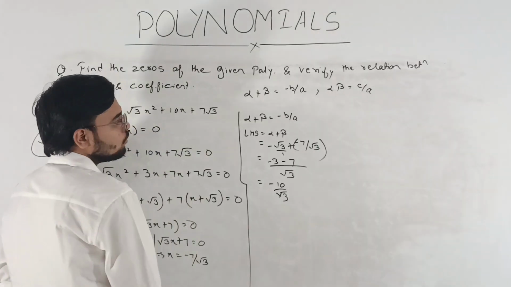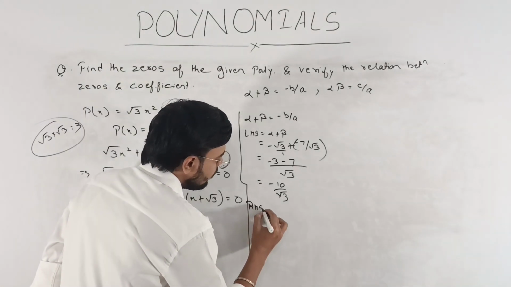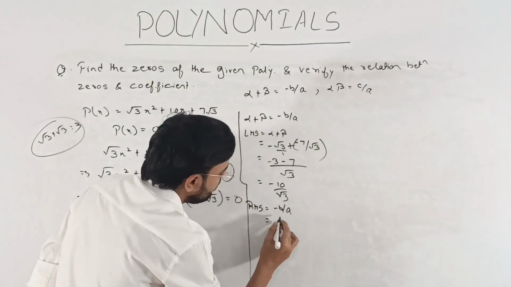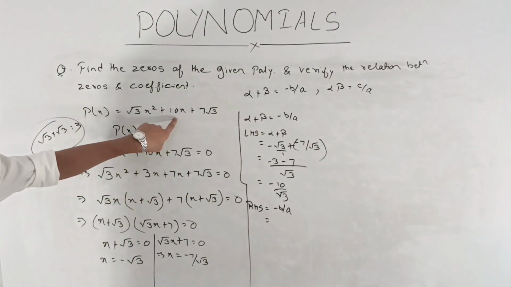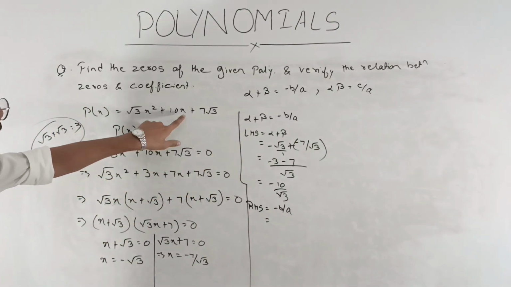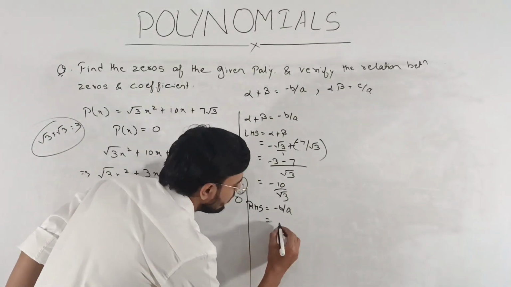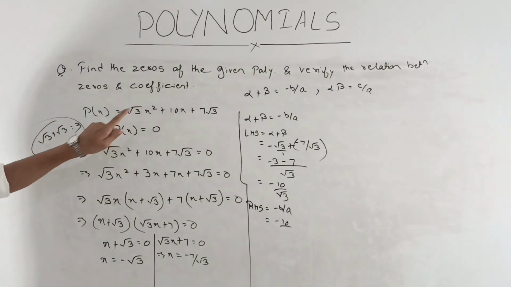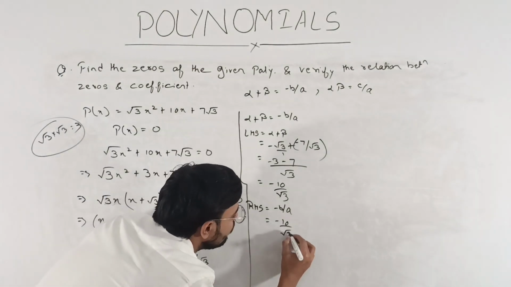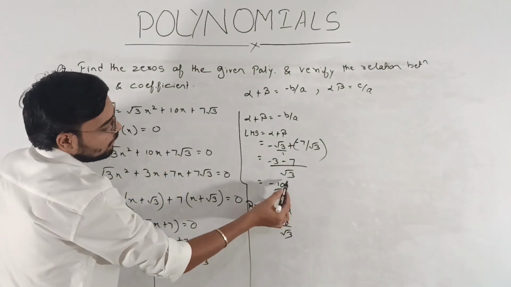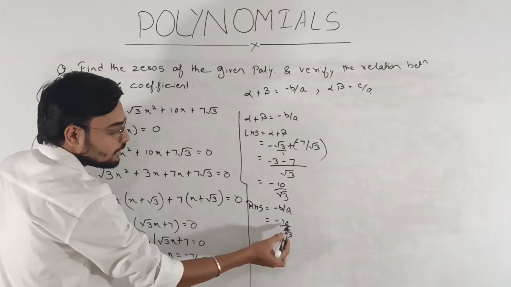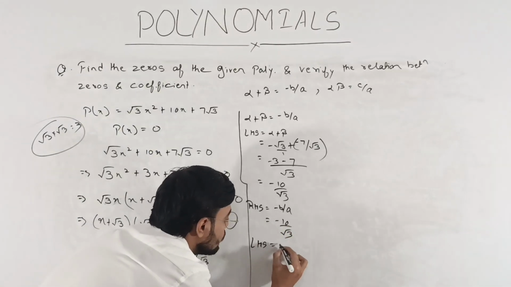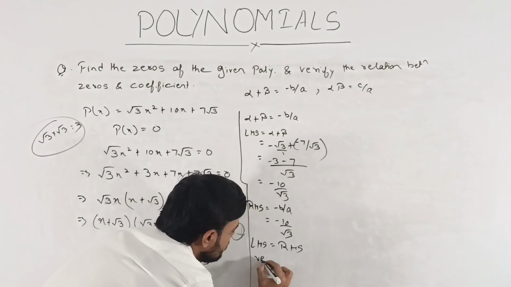This is our LHS. Now let's go to RHS. What is RHS? Minus b upon a. Minus b, where b means the coefficient of x, that is 10, and here with the minus sign, it is minus 10, and a is the coefficient of x square, which is root 3. Now look, LHS is minus 10 upon root 3. RHS is also minus 10 upon root 3. Therefore, LHS is equal to RHS, which means the relation is verified.